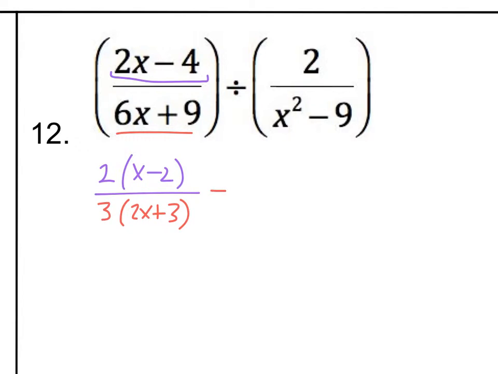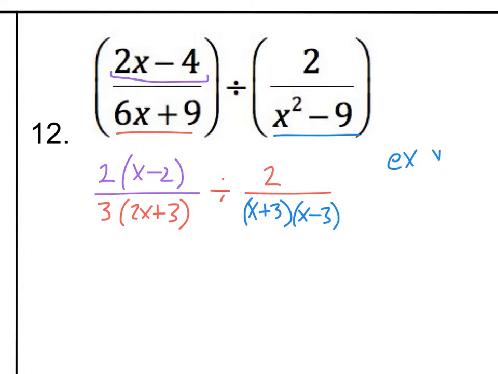And then on this side, I'm going to keep my divide for a minute. 2 can't do anything, so I'm going to leave that as just 2. And on the bottom, this is going to factor into x plus 3 and x minus 3. That's a difference of 2 squares, so we're always going to have the same factoring pattern. And I have a feeling this is going to be one of the ones that I didn't do the math right in my head, and something's not going to cancel out that I was planning on canceling out, which is okay. Okay, let's find some excluded values.